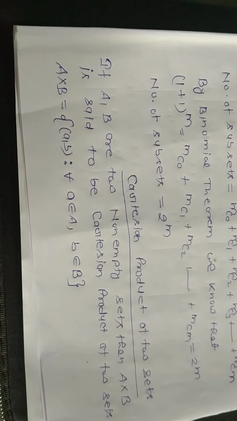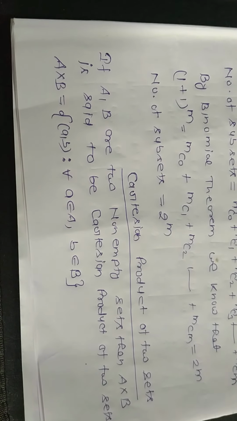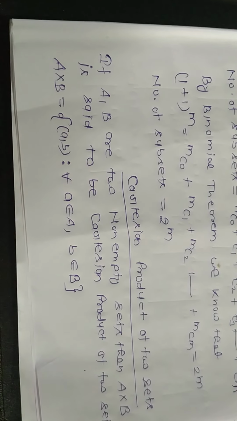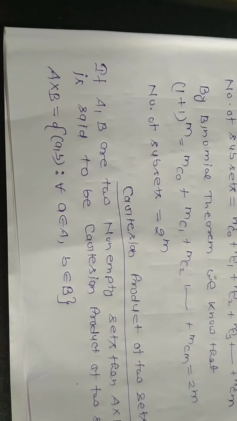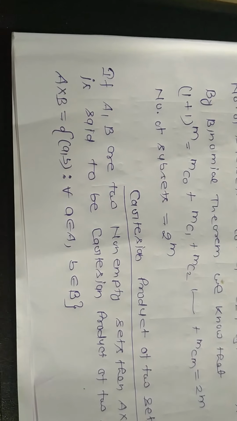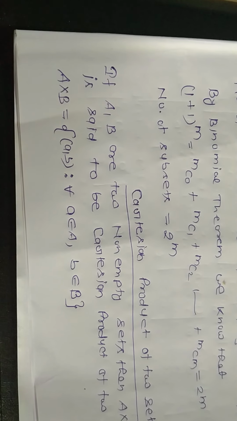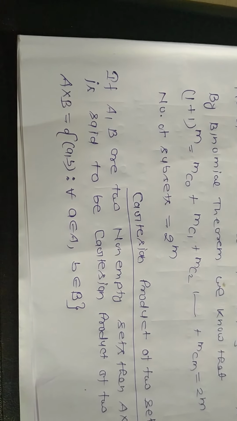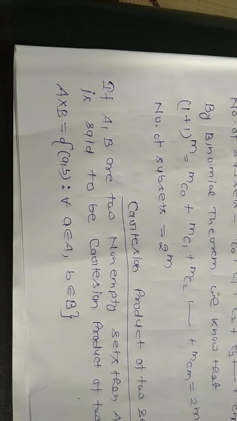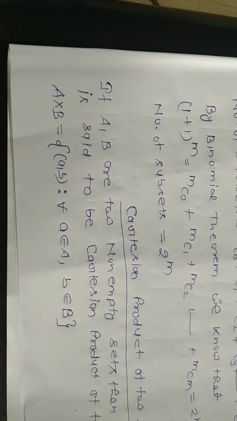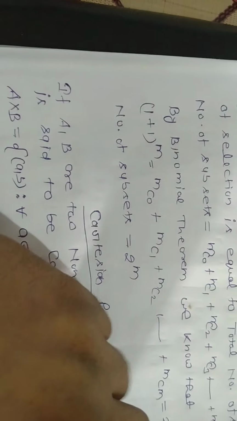Now the Cartesian product of two sets. What is the Cartesian product of two sets? If A and B are two non-empty sets, then A cross B is said to be Cartesian product of two sets A and B. A cross B is equal to, we will write (a, b) in ordered pair element. It is called ordered pair element for all values of a belongs to capital A and for all values of b belongs to capital B. If (a, b) is ordered pair element, then a is called first component, b is called second component.